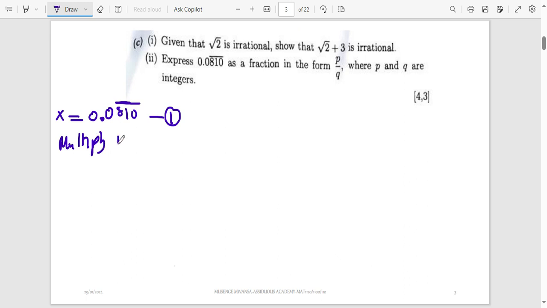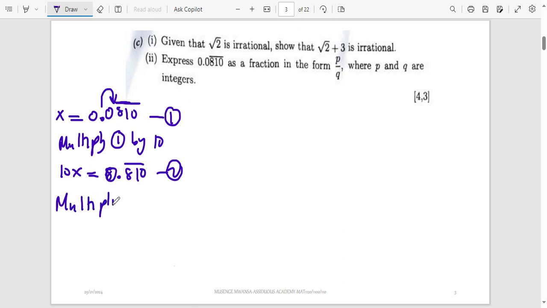So we are going to multiply equation 1 by 10 because the decimal should only move once. So x times 10 will be 10x, and 0.0810 times 10 will just be 0.810. So that is equation 2. You can see the decimal has moved all the way from here and it has come here. After then, you want to make sure that the decimal goes behind the last number repeating. So the decimal point should go behind 0. So we're going to multiply equation 2 by 1000, because there are 3 decimal places here.